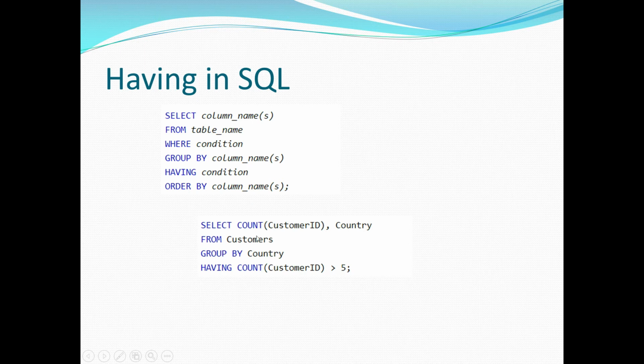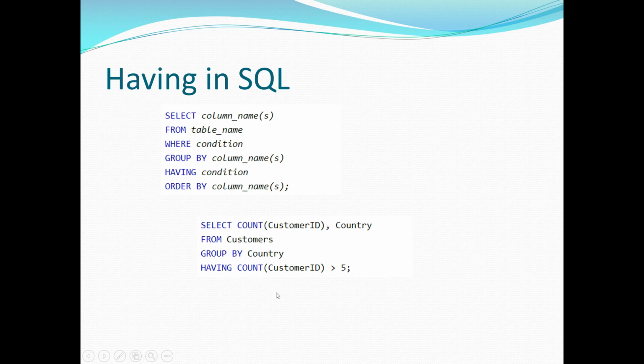For example, I want to count all the customer IDs. Show me the overall count of the customer ID with the country name, and group by the country name. For example, Pakistan just comes one time. If multiple Pakistani records occur, then with that condition, HAVING the count of customer ID is greater than 5. So here you see that we use the aggregate functions inside the condition.